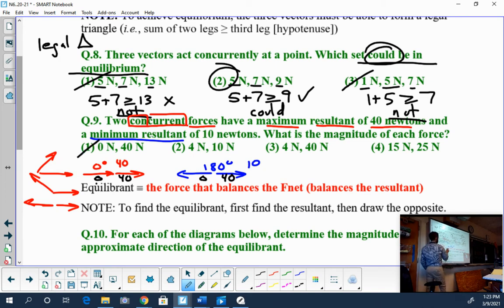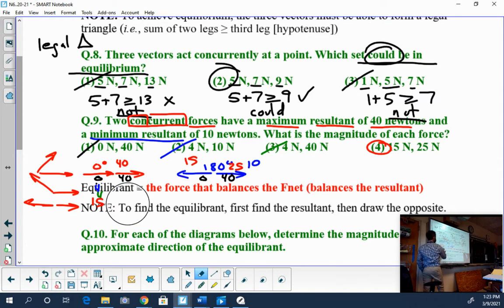Would 4 plus 10 give you 40? No, we're already out. Next one. Would 4 plus 40 give you 40? No, we're already out. So finally, look at the last choice. Would 15 plus 25 give you 40? That's good. Would 15 and 25 subtracted give you 10? Yes, they would. There's your answer. Okay, good.